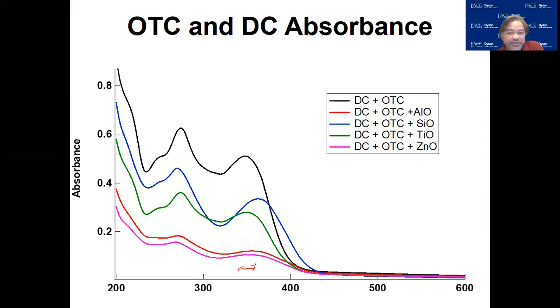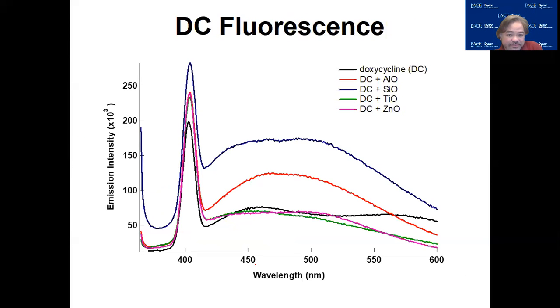Now, the shape of the absorbance has something to do with the nature of the environment. A pure antibiotic is homogeneous in nature. But if you add nanomaterials there, you have a heterogeneous environment. So that results in the shape of the peaks.